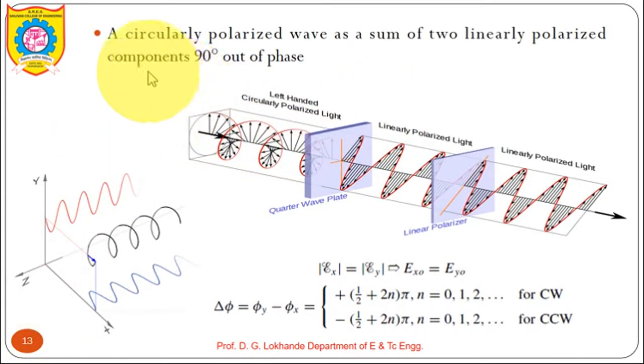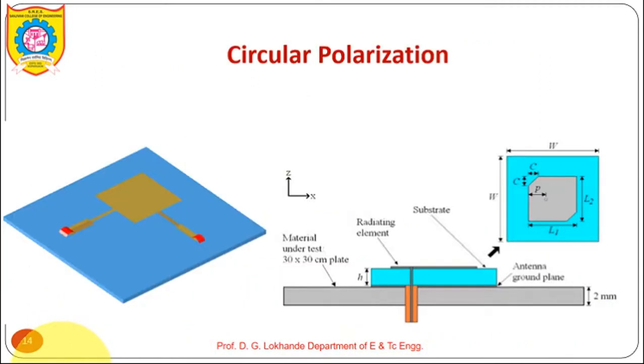So here a circularly polarized wave is a sum of two linearly polarized components 90 degrees out of phase, and finally the change in phase phi will be related by plus 1/2 plus 2n pi, where n is 0, 1, 2, 3 for clockwise, whereas minus 1/2 plus 2n pi, where n is 0, 1, 2, 3, for counterclockwise. This is the arrangement of a circular antenna, where a microstrip patch antenna is available, which starts radiating the signal in the circular plane.